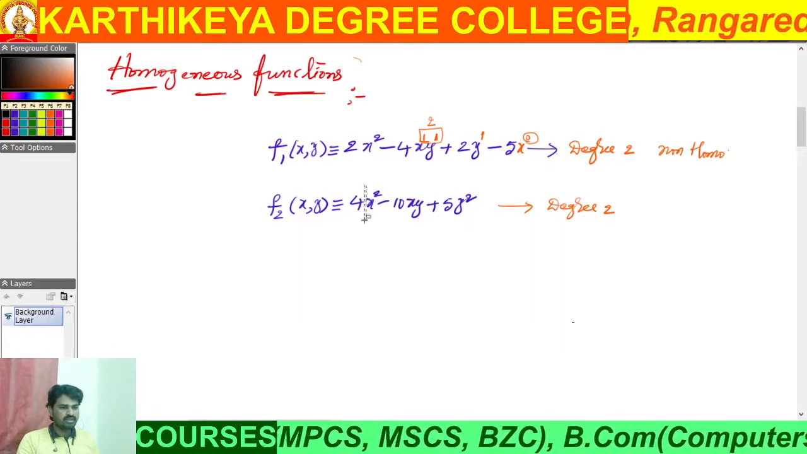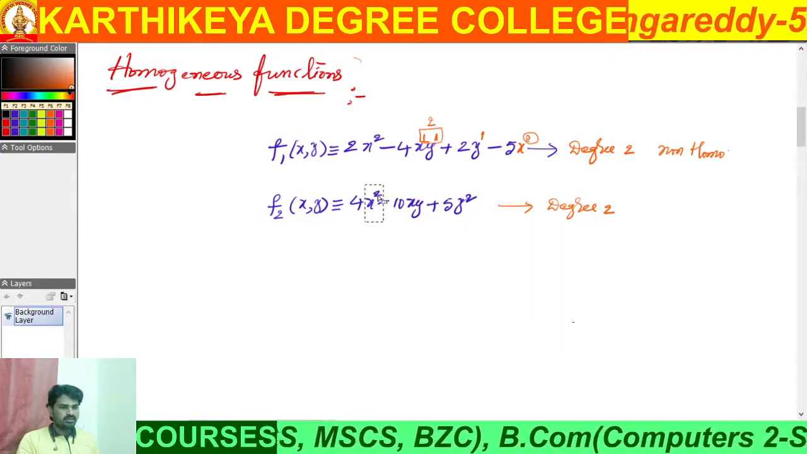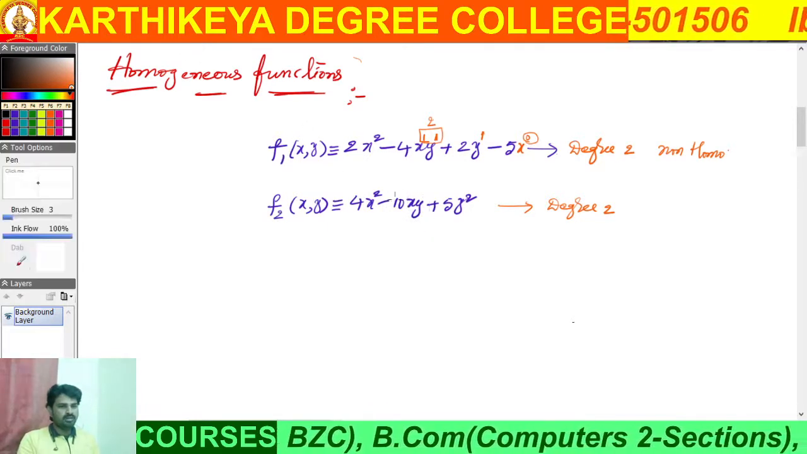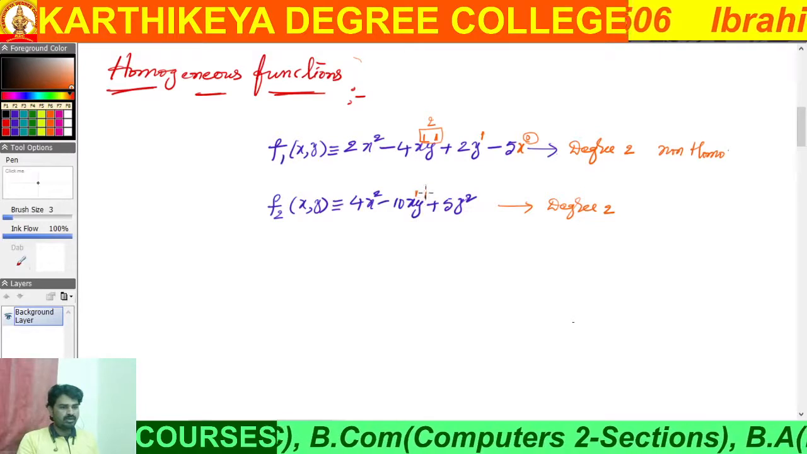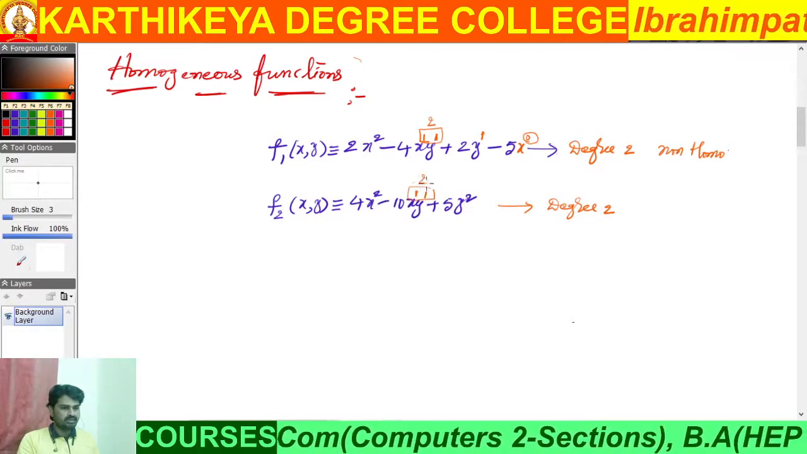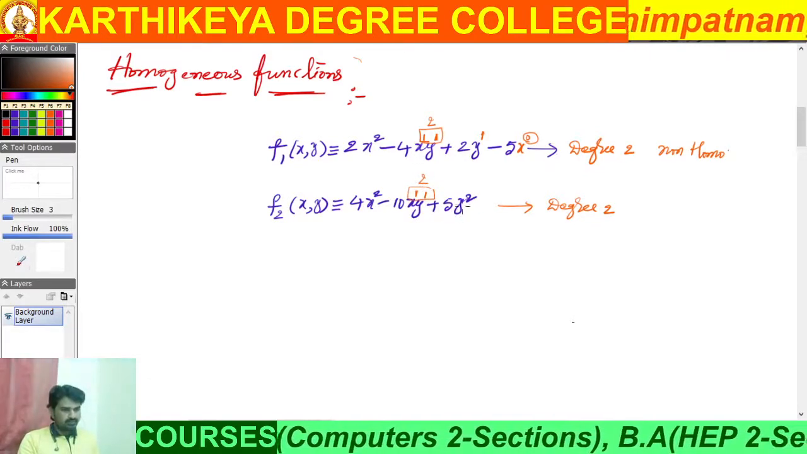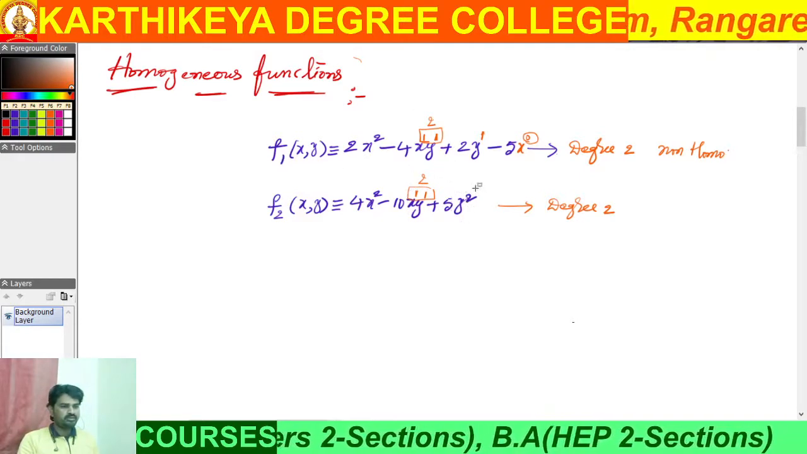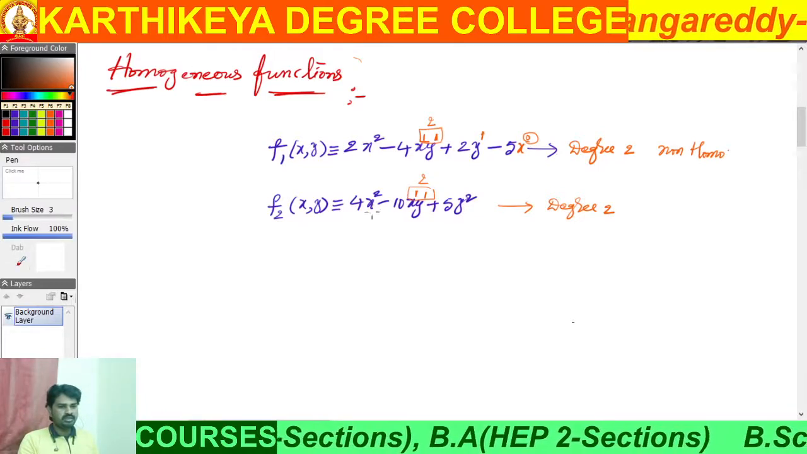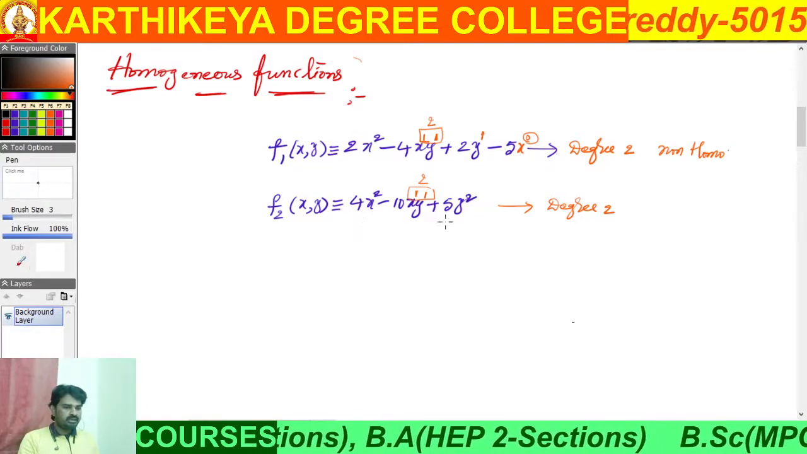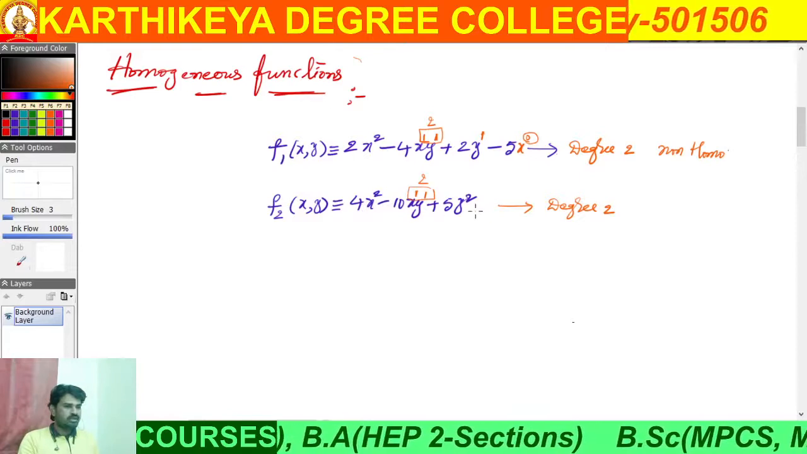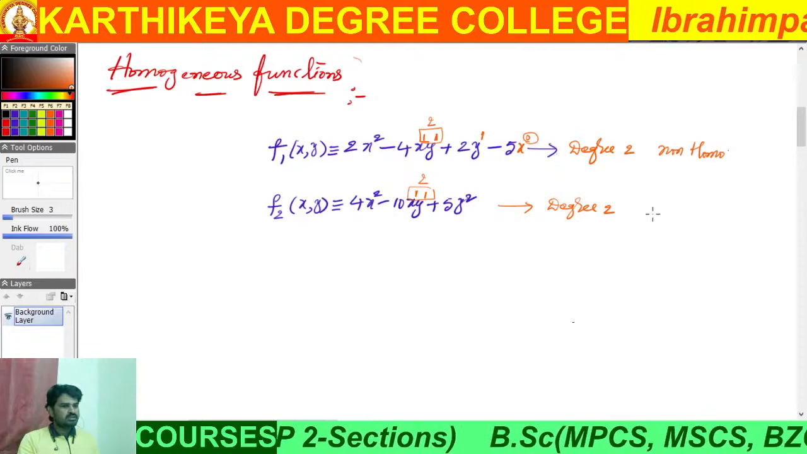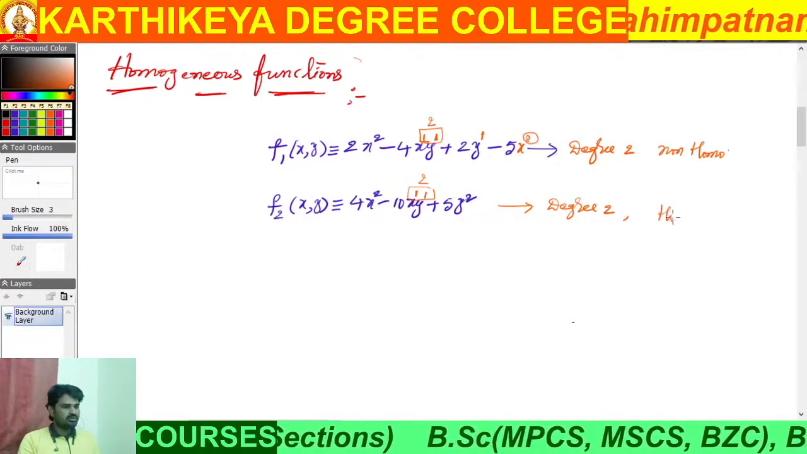Coming to the second function here, what is the first term power? The first term is x square, so the power is 2. In the second term, x into y, x power 1 and y power 1, so the total degree is 2. Next, in the third term, 5y square is there. The variable is y and the power is 2. If you observe, you get the same power in each and every term. Every term contains the same power here. Such functions are called homogeneous functions.